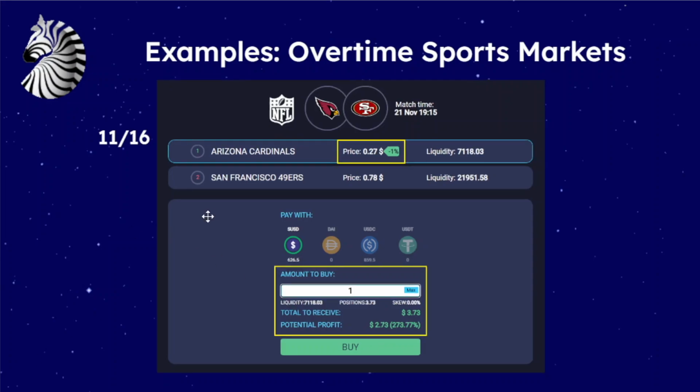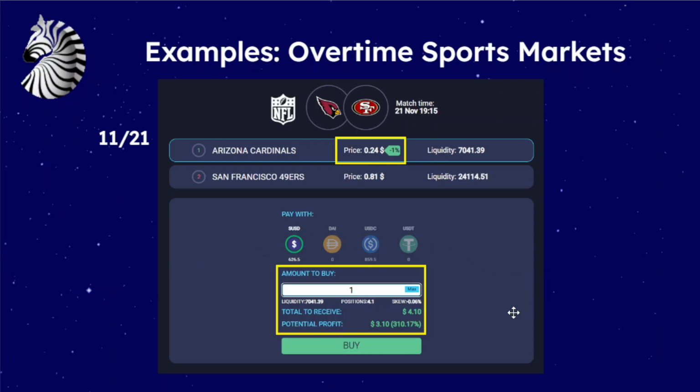Whereas on 11/16, if I bought for the Cardinals and I spent $1, I'm only getting 3.7 positions, which means had I bought on the 16th and the Cardinals win, I can claim $3.73, but that's a lower profit because things had changed at some point and it seemed more likely that the Cardinals would be able to win on the 16th versus the 21st.